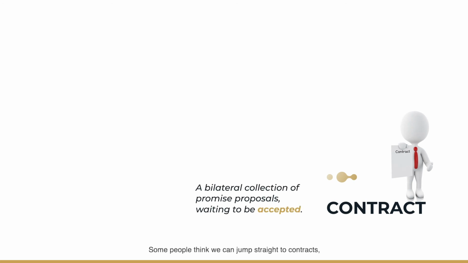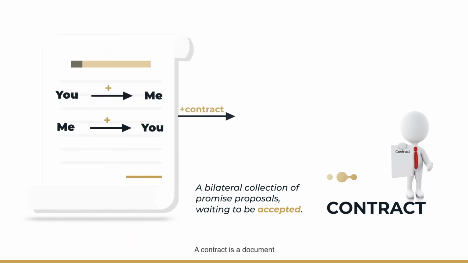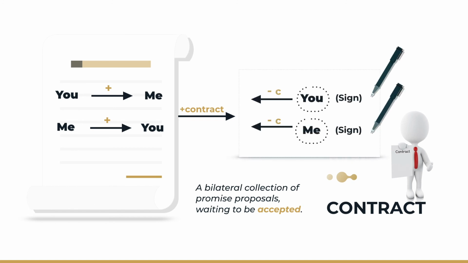Some people think we can jump straight to contracts, but contracts are made up of promises, so promises are more fundamental. A contract is a document that makes a number of proposals for promises by all the parties involved. The proposals will only become actual promises when both parties accept all the promises in the contract. All the promises in the contract are conditional on the promise to accept all of them, i.e., the signatures.